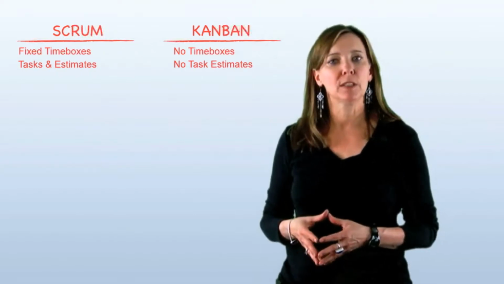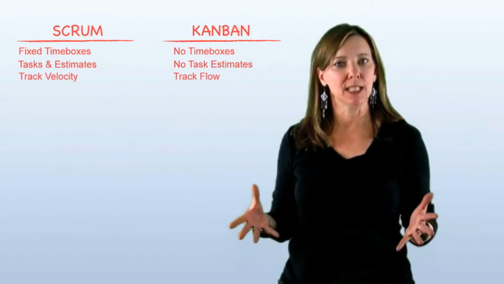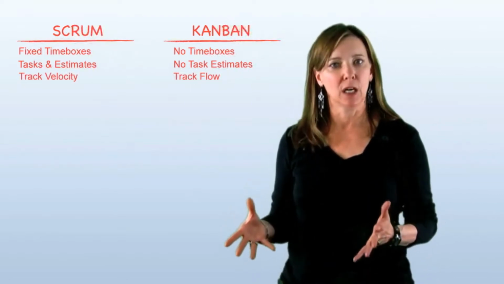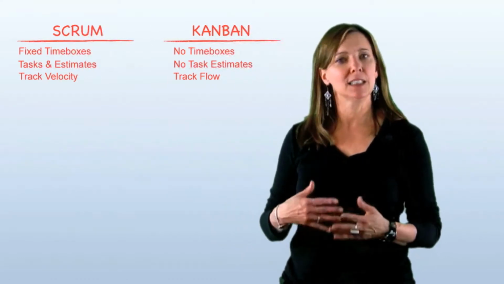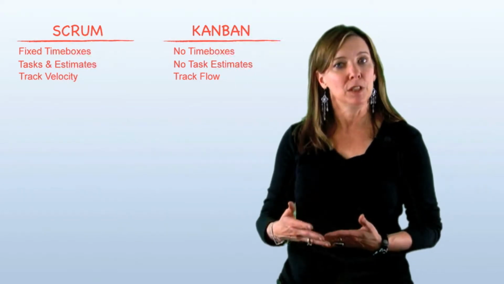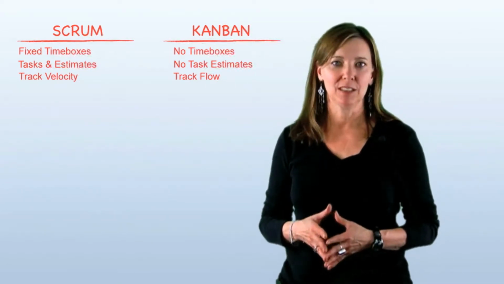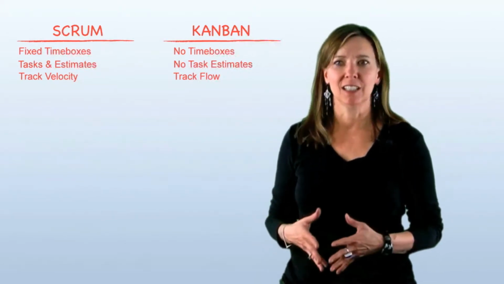Now in Scrum, we look at something called velocity, which is how much work we tend to get done over time from increment to increment, from time box to time box. That's intended to help teams get better and better at their commitment to what they can get done within a time box. In Kanban, we don't track velocity.